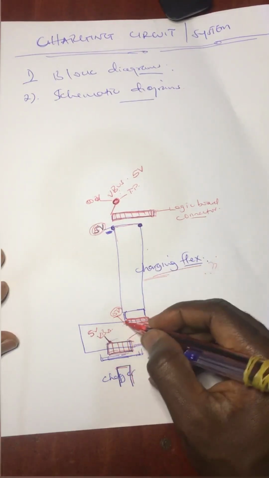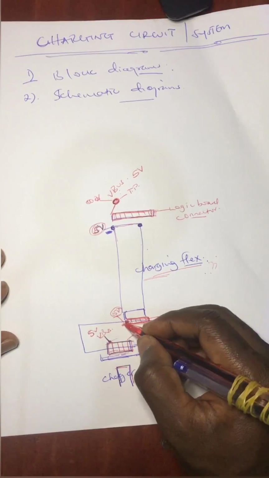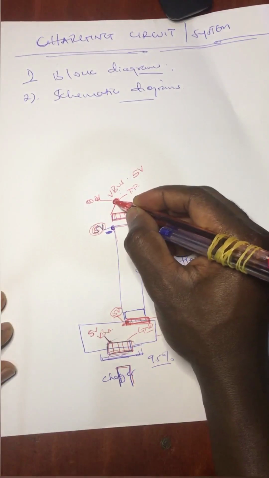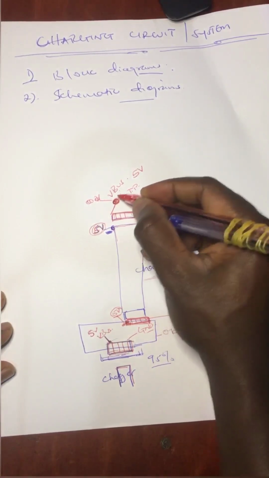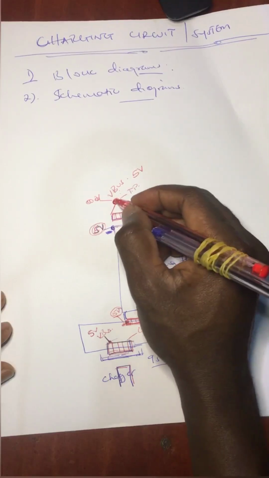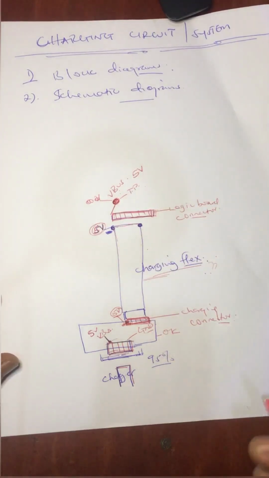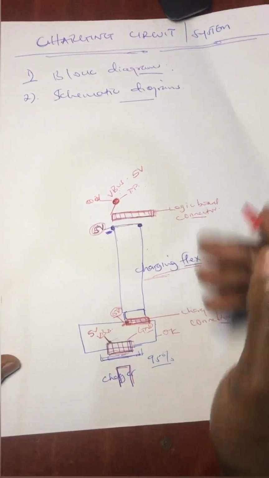So what you do, you take a jumper from 5 volts down and jumper to the test point or the VBus, right? Because this VBus is supposed to be 5 volts as well on the normal charging system. So after that, what happens?